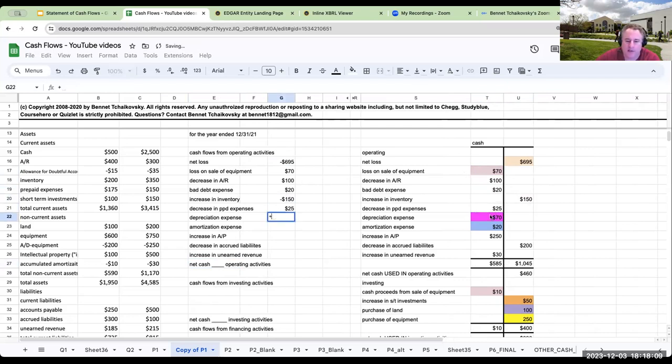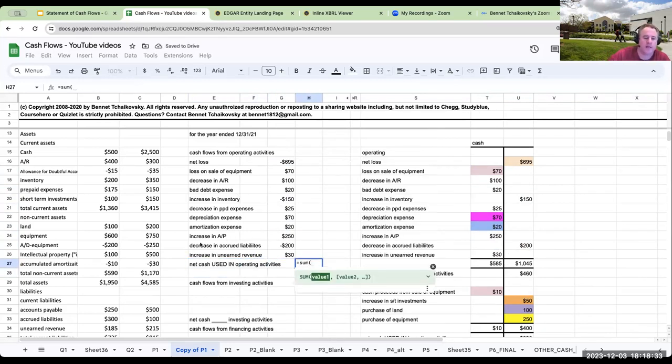Again, the key to these problems and these questions is practice and repetition. If you're taking my class and you have not gone through these questions multiple times, it's not going to be a fun day at the office. Okay. So this will be my net cash used in operating activities. So my total net cash used in operating activities should be 460.